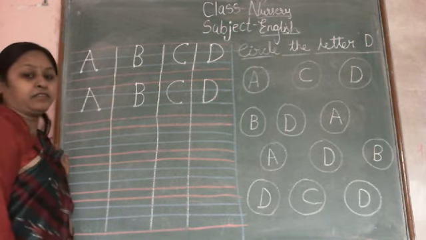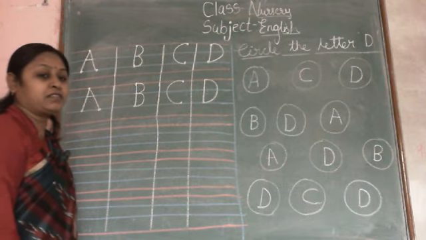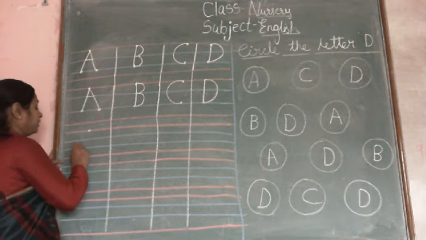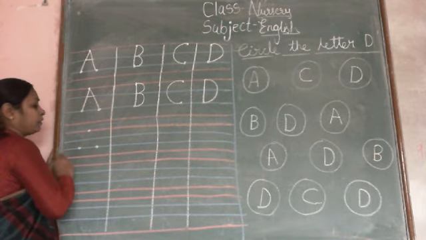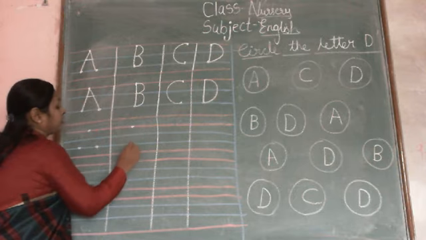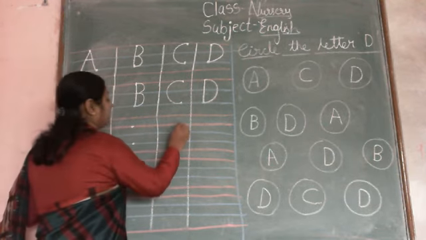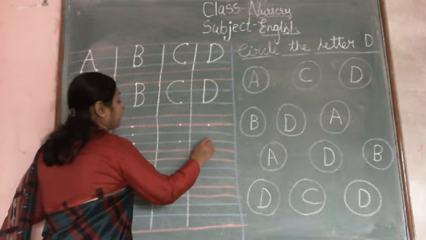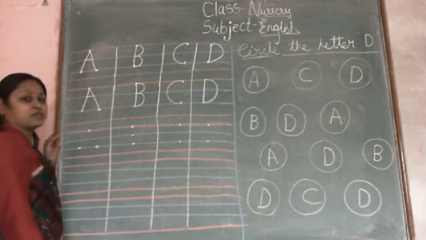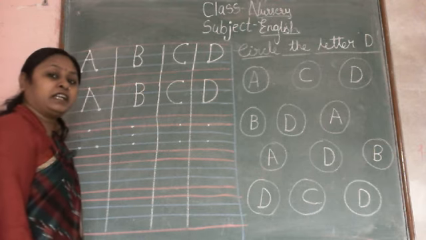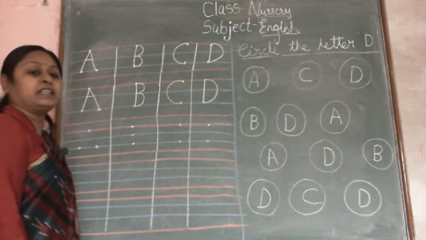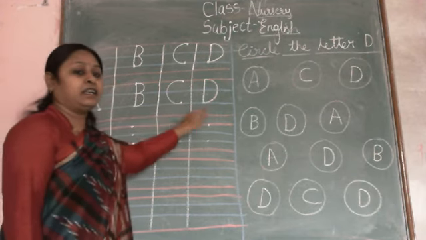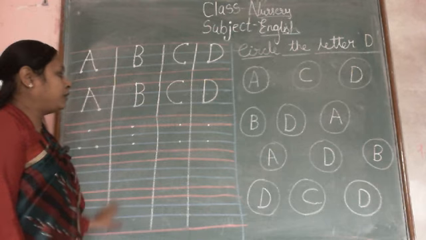Okay, again we will start to write. Look here, Mama will put the dots and you start writing. We are learning to write letters in sequence. A, B, C, D. You have to write one full page.